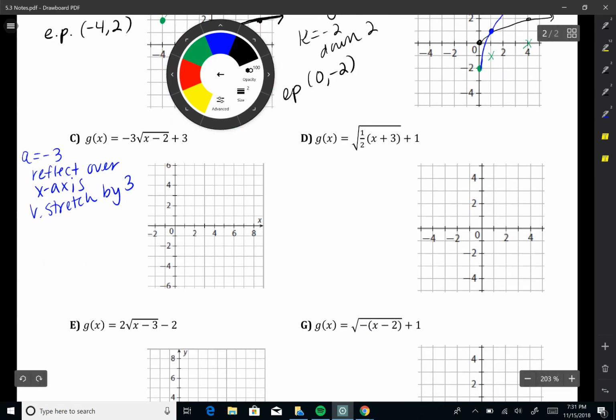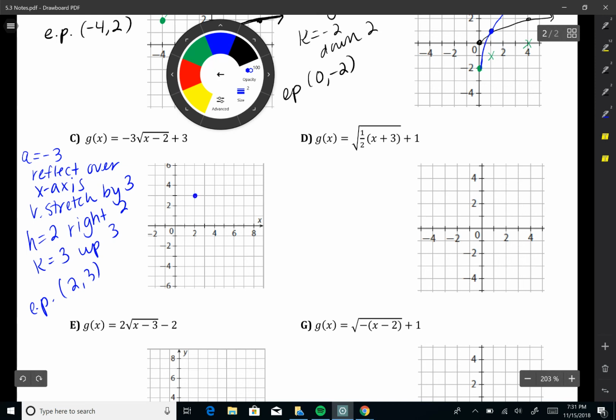And then my h value is positive 2. So I'm going right 2. And my k value is positive 3. So that is up 3. So right 2, up 3. My endpoint is at the point 2, 3.